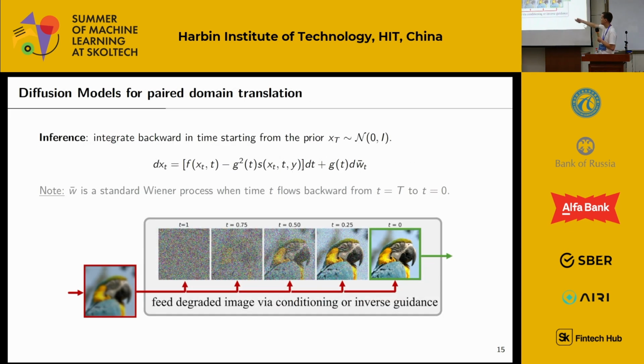This one is a very intuitive explanation. So what do we do? Primarily, when we talked about text-to-image models, we just conditioned our model on some text and generated an image corresponding to this text from white noise. Now we can easily do the following.